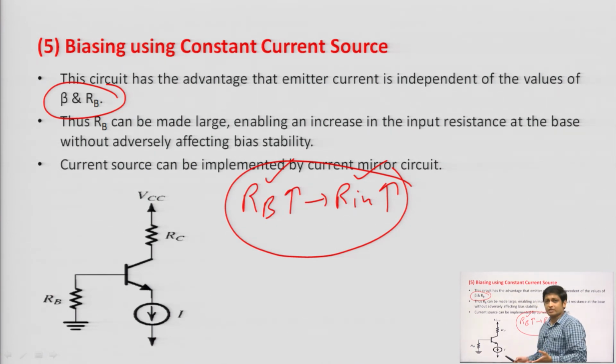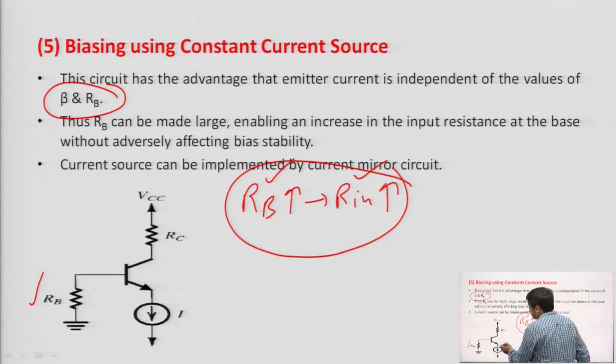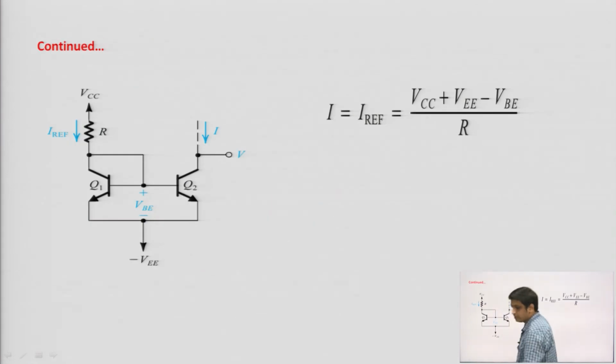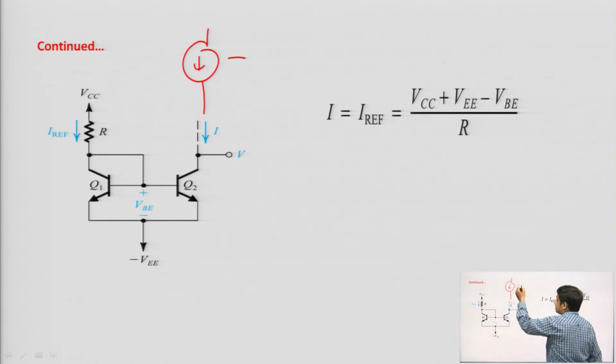But in common base configuration, the base is grounded, so in that case this RB has no role. But when we design any amplifier, we select the common emitter configuration, and in common emitter we apply the input signal at the base terminal. So we can increase the value of RB here, and it is independent of beta, which is another advantage. This current source can be implemented with the help of a current mirror circuit. So that current source that you have seen is nothing but a current mirror.